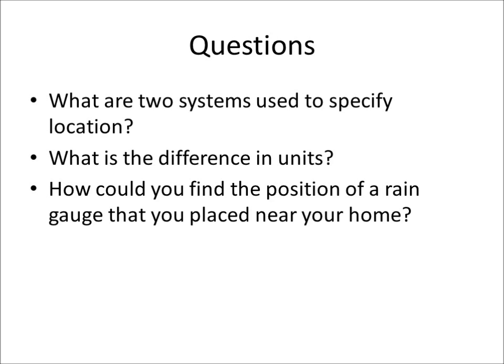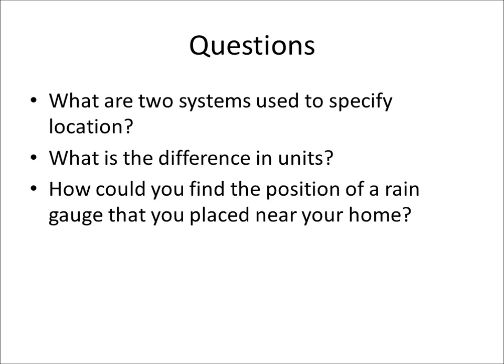So what are two systems? There are several that are used to specify location. Latitude and longitude, which can be expressed in decimal degrees or in degrees, minutes, seconds, and the UTM coordinates, which are expressed as easting and northing, and they're specific to one of the grids that has been superimposed on the Earth's surface. The difference in units: the latitude-longitude system uses degrees, and the UTM system is based on the metric system, which is in meters.